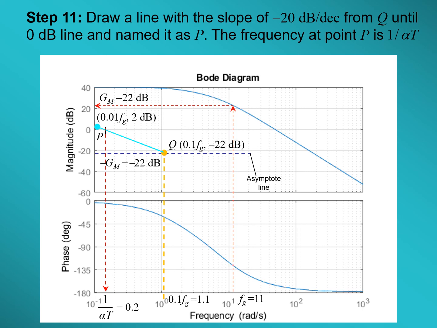So I draw the slope of minus 20 dB per decade until it crosses the 0 dB line. So the cross section with the 0 dB line, we call it point P. From point P, you project a line to the x-axis, and you get the value 1 over alpha T, which equals 0.2, meaning that 1 over alpha T is 0.2. Then you can find alpha.